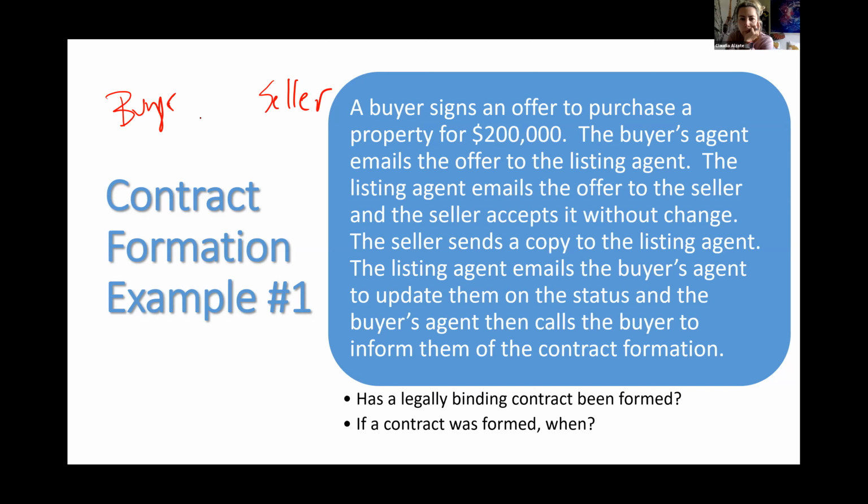Two. And isn't there a dividing line between them? Right? All we need to do is draw lines that coincide with what's going on here. It says a buyer signs an offer to purchase a property for $200,000. The buyer's agent. So should we put buyer's agent over here? Are they on the buyer's side? Yep. It says the buyer's agent emails an offer to the listing agent.